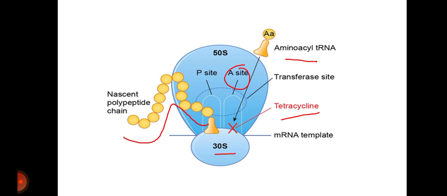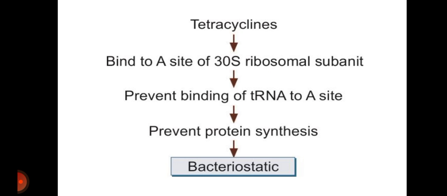Okay, then in flowchart form, it's very important. Tetracycline binds to the A site of the 30S ribosomal subunit, prevents binding of tRNA to the A site, prevents protein synthesis, causing a bacteriostatic effect.